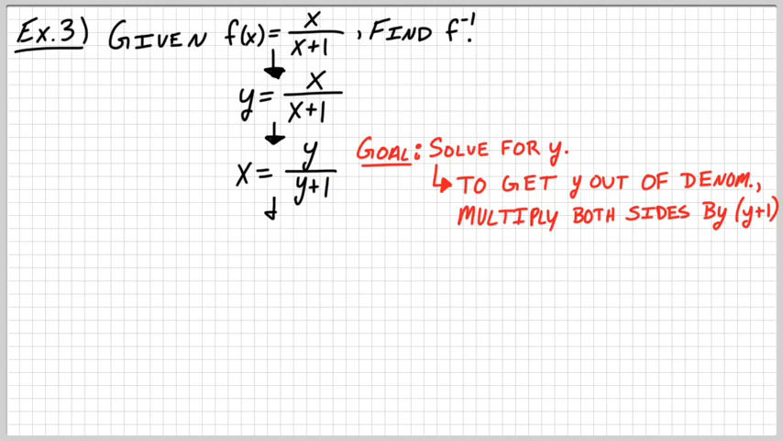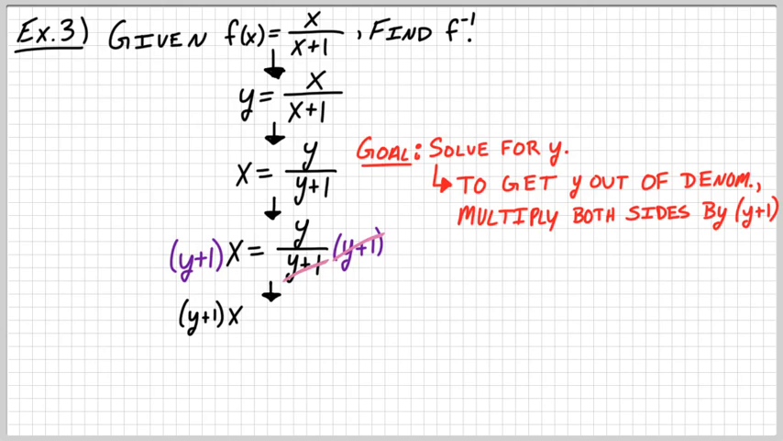So if I multiply both sides by y plus 1, how's that going to look? Y plus 1 over here, y plus 1 over here. The whole reason I do that is so I can get it out of the denominator, and then it shows up on the other side. So now these y plus 1 terms cancel. I got y plus 1 times x equals y.